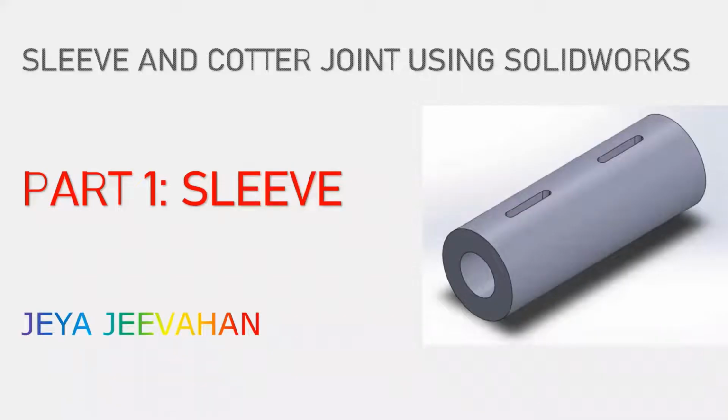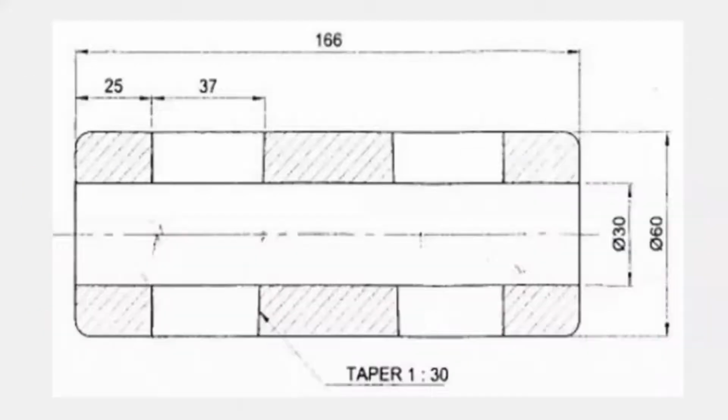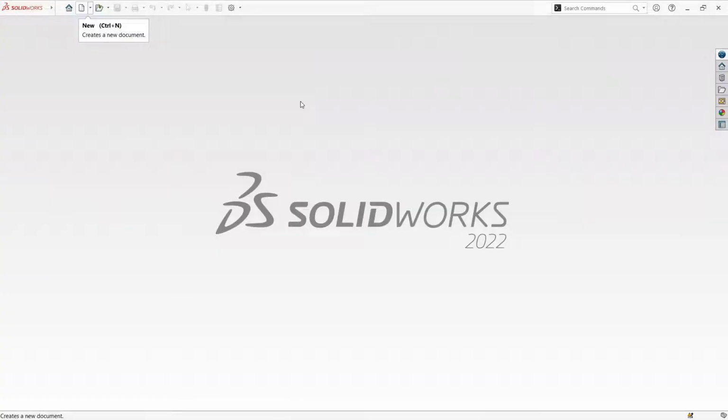Hi, in this video, I'm going to explain how to model the sleeve, which is a part of the sleeve and cotter joint, using SolidWorks. The dimensions of the sleeve are given in this slide. Let's model the sleeve now.